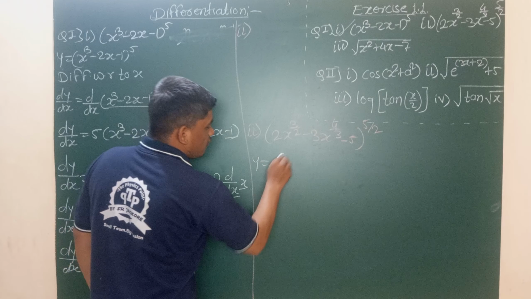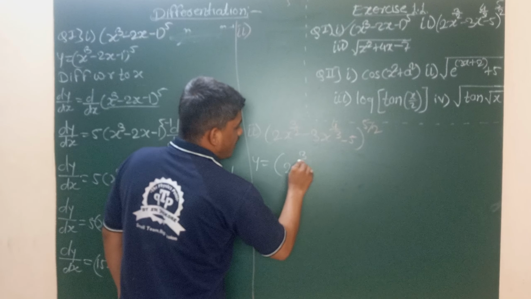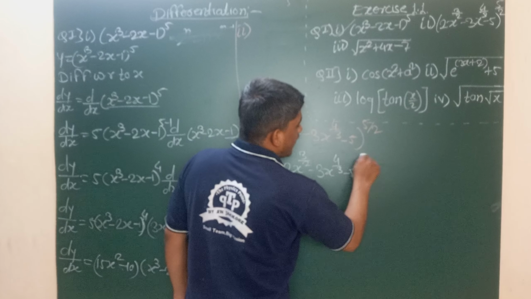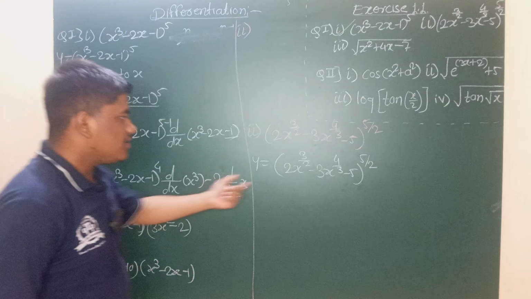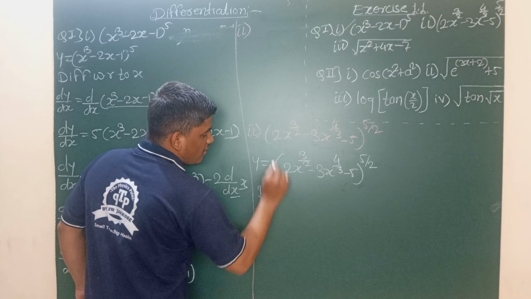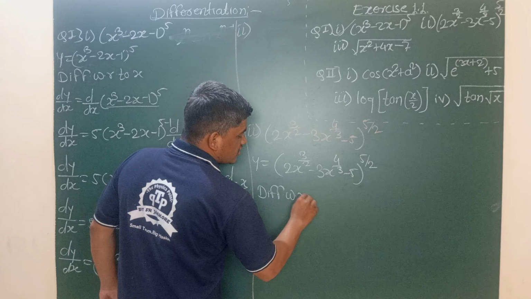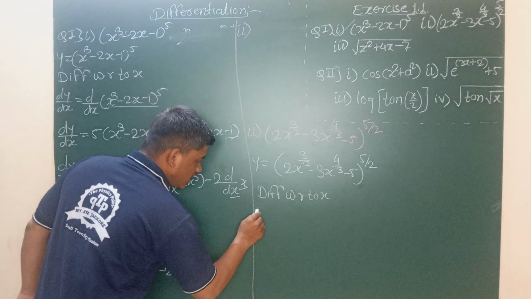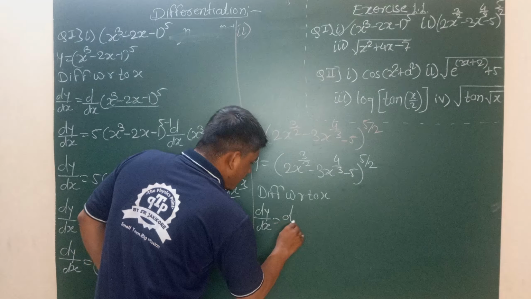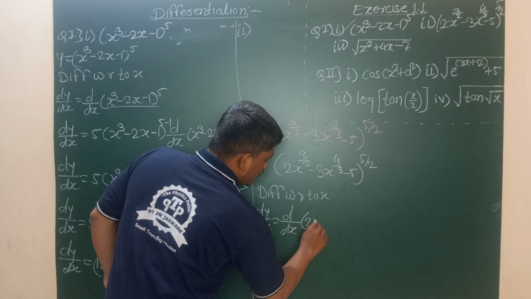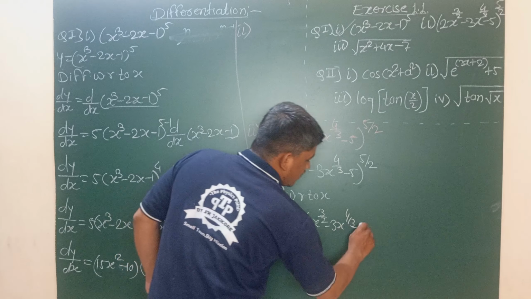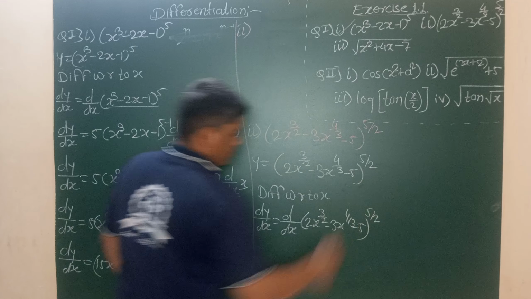The function is y equal to (2x raised to 3 by 2 minus 3x raised to 4 by 3 minus 5) whole bracket raised to 5 by 2. Differentiate this function with respect to x and apply the formula x raised to n. dy by dx is equal to d by dx of (2x raised to 3 by 2 minus 3x raised to 4 by 3 minus 5) whole bracket raised to 5 by 2.